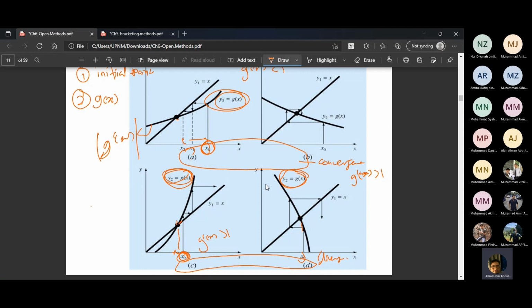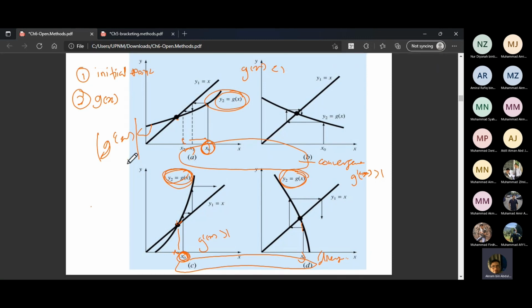So now we know that in order to successfully solve using fixed point iteration, we need to make sure that we choose a correct initial point, and that our g prime x is less than 1.